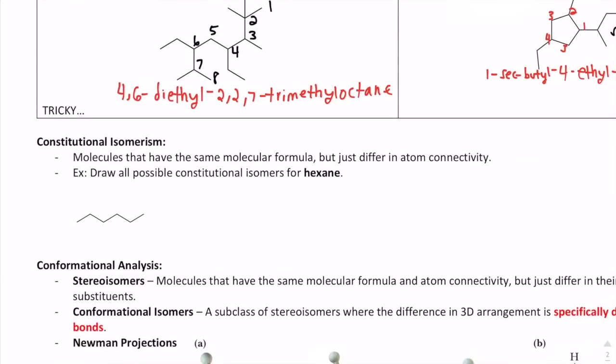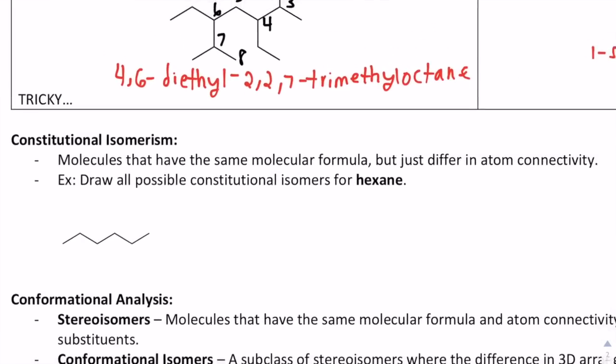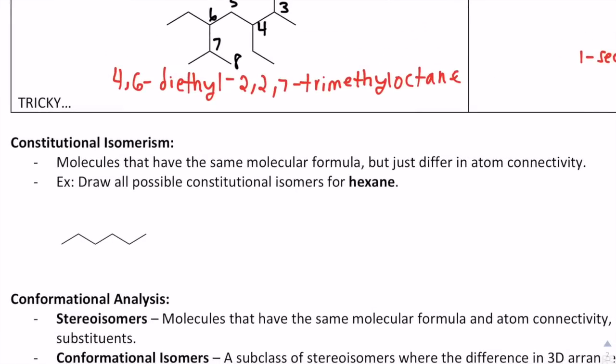Okay, so next, we're going to talk about constitutional isomerism. Molecules that have the same molecular formula but just differ in atom connectivity is the definition of constitutional isomers. So alkanes have this feature that we can write many constitutional isomers for them. So let's just do this example below with hexane. So, draw all possible constitutional isomers.